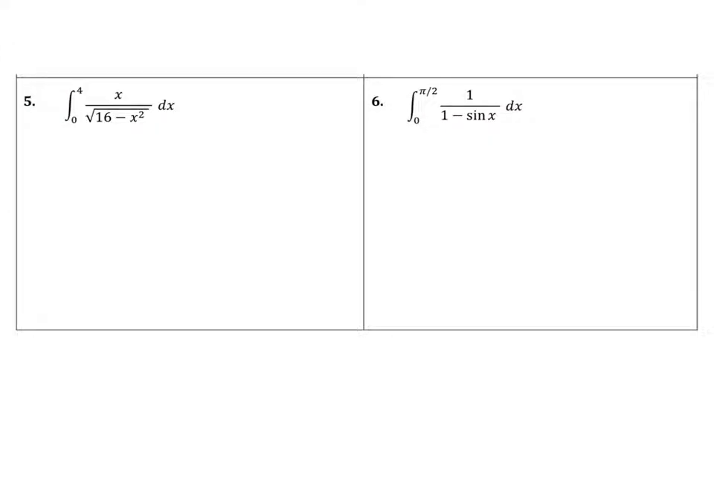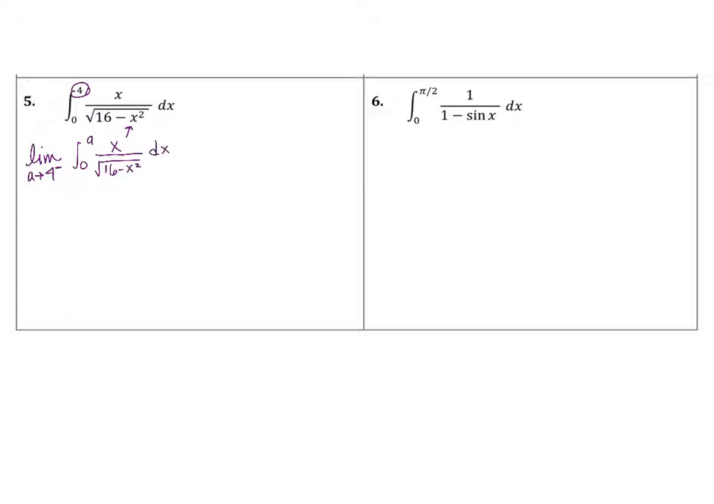Okay, for number 5, it looks like if we substitute in our 4, that's going to generate a 0 in the denominator. So what I'm going to do again is swap out that 4 for some letter, and so we're going to have the limit as a approaches 4, and this time it's going to be coming in from the left, of the integral from 0 to a of x over the square root of 16 minus x squared dx.